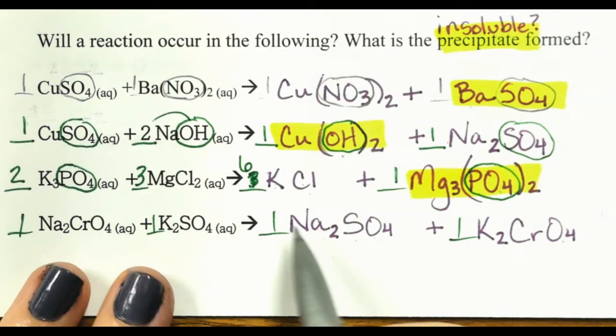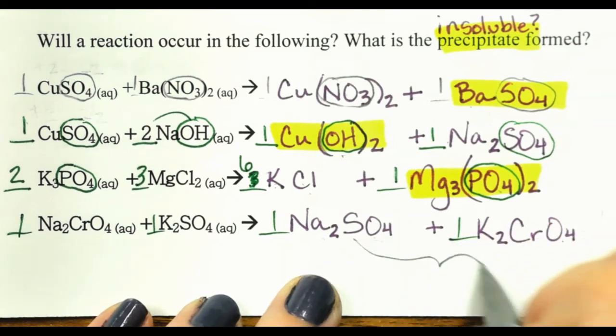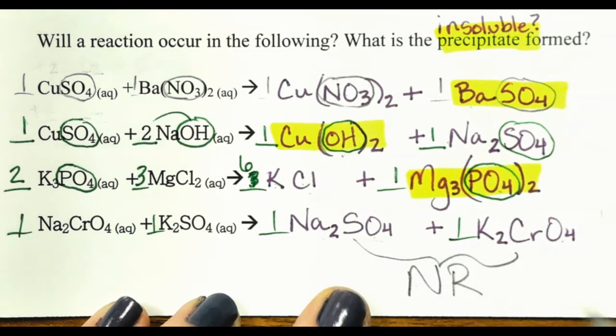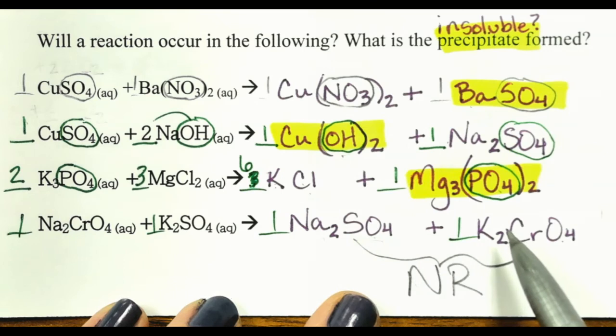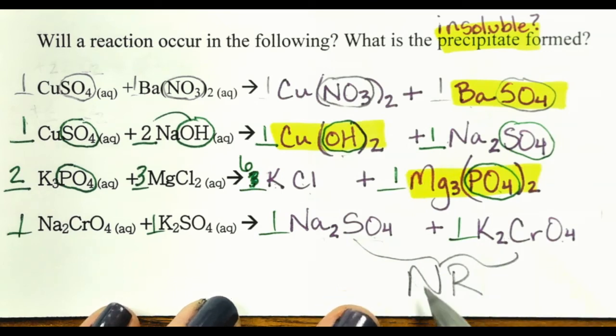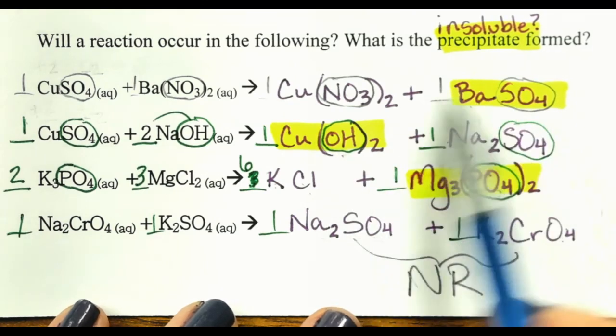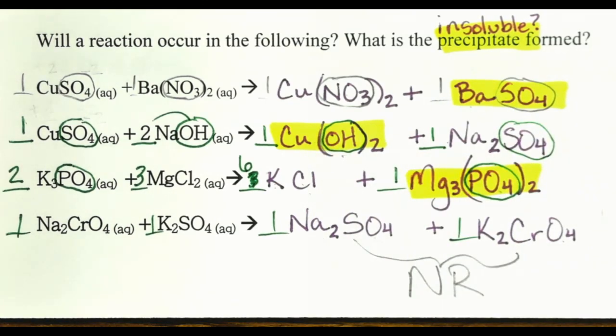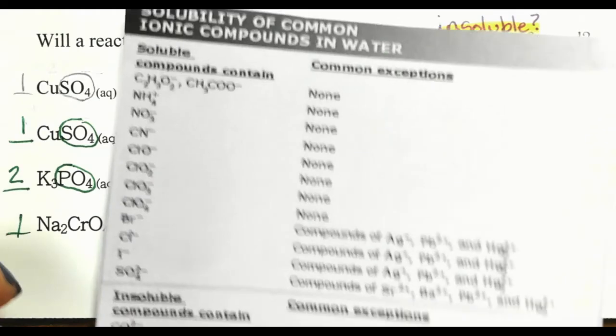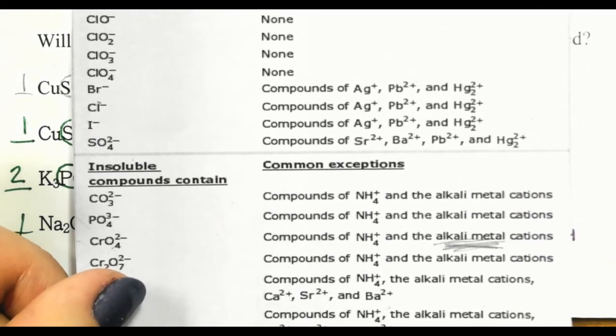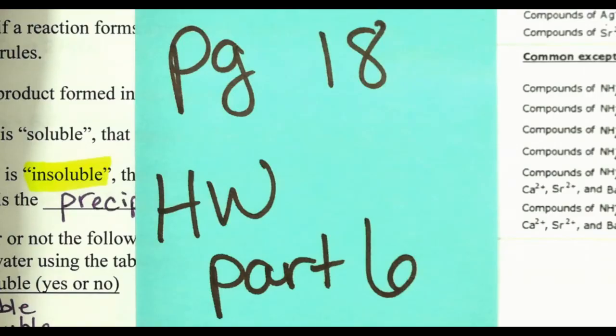And so you can actually say that here no reaction occurs since we don't get anything, no precipitate for the product. So this one would be no reaction because we have no precipitate. But these three, the highlighted, are the precipitates that formed. Remember, use your rules, and if it's insoluble, then that is the precipitate. Now you turn to page 18, and you're going to do homework part 6. And a video will be posted of the solutions of that homework.